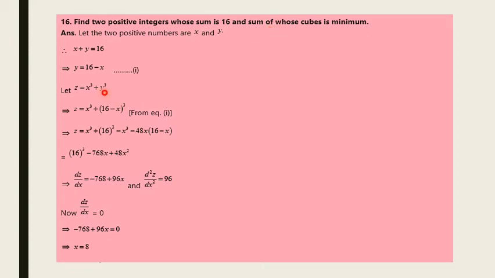So we'll eliminate one of the variables, say y. So z is equal to x cube plus (16 minus x) the whole cube. This is the (a minus b) the whole cube identity expanded. Without expansion also you can find the derivative. So z is equal to x cube plus 16 whole cube minus x cube minus 48x multiplied by (16 minus x), or directly you find dz by dx.